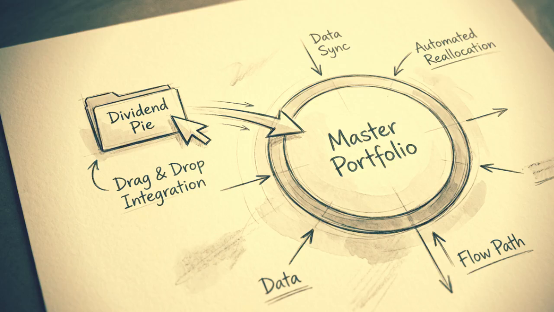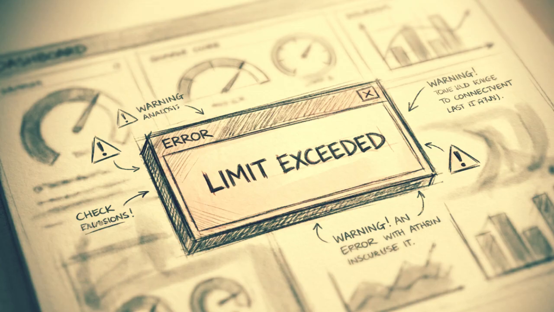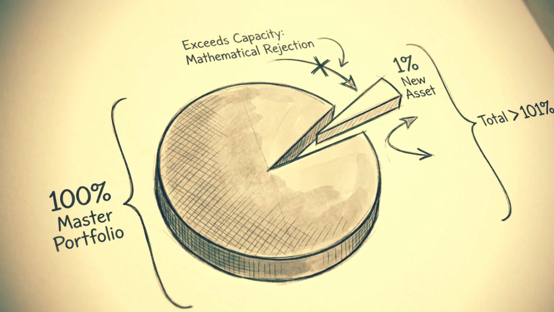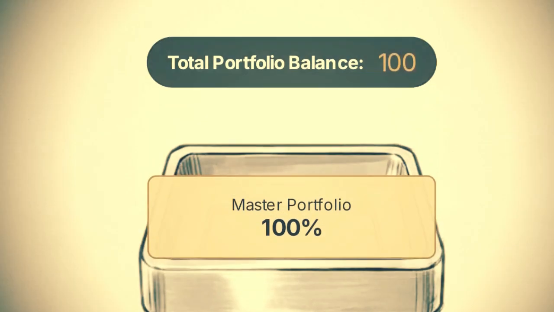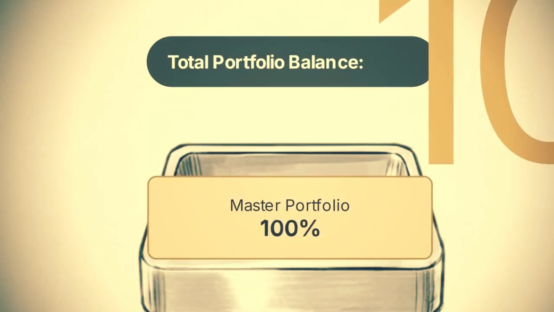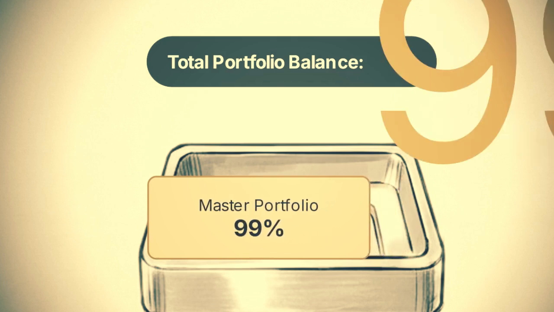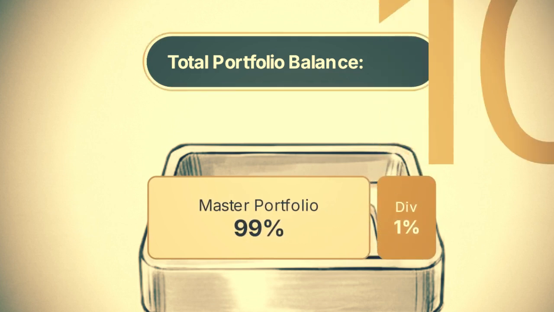Step 2. We need to integrate this newly completed pie into your master portfolio dashboard. If you try to add it immediately, the system will trigger an error. Your master portfolio is already sitting at 100%, and the platform will reject the new pie because it pushes the total over the limit. To make room, click into your existing main portfolio slice and drop that allocation down to 99%. Now, assign your new dividend portfolio a 1% allocation.